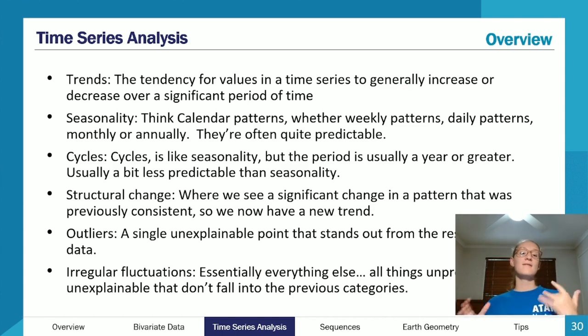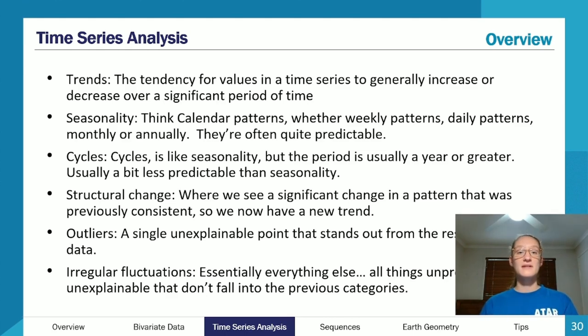And then lastly is irregular fluctuations, which is essentially everything else, all things unpredictable, unexplainable, and present in any real-world data. I know that's a lot to think about, and you might come up with a helpful mnemonic to help you remember each of the things you might discuss in a time series plot. Sometimes it just takes a bit of practice to get better at identifying these things when you see them in a time series plot. So that's a lot of different things we can talk about.